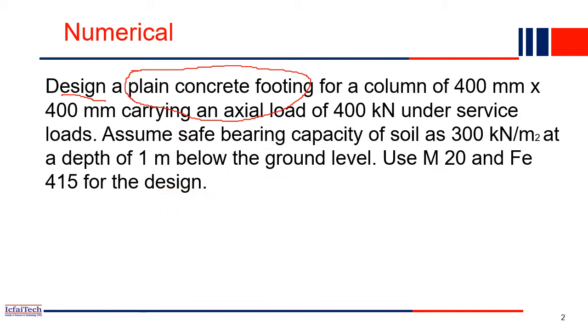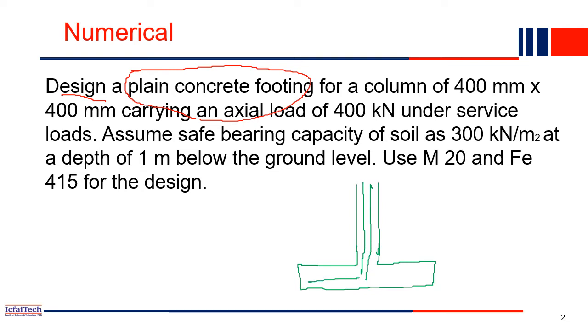Let me write the parameters which are given to us. The first one is the dimension of the column. This is a column, and this is a vertical cross section, and the foundation will be something like that. It is a plain concrete footing, and the reinforcements are also coming from the column, and we have the minimum longitudinal reinforcement provided at the footing. This will be beneath the ground surface.